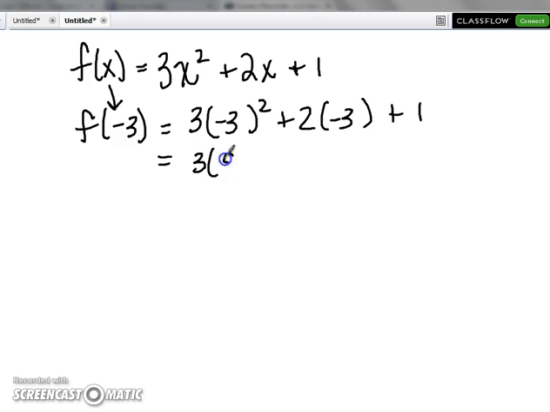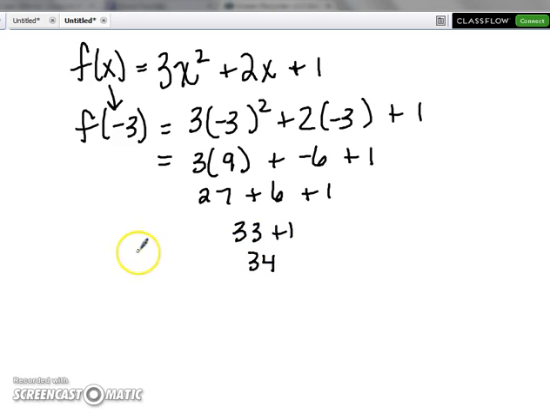So this would be 3 times positive 9 plus negative 6 plus 1. 27 plus 6 plus 1. 27 plus 6 is what? 33, plus 1, which would be 34. So f of negative 3 would be 34.